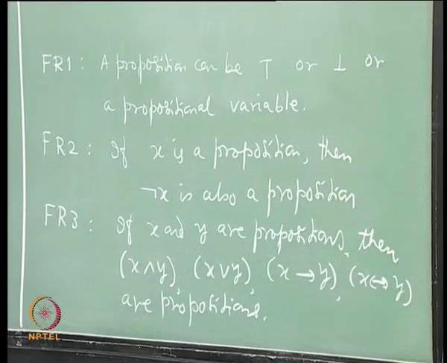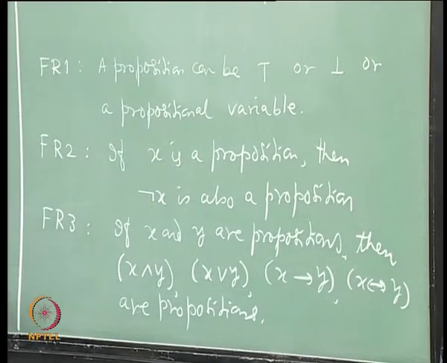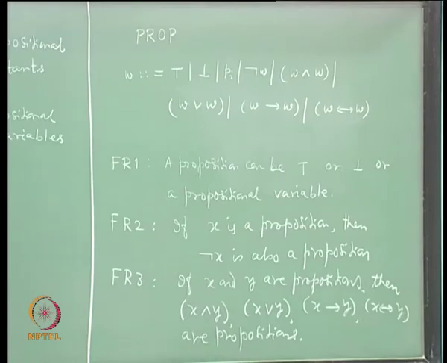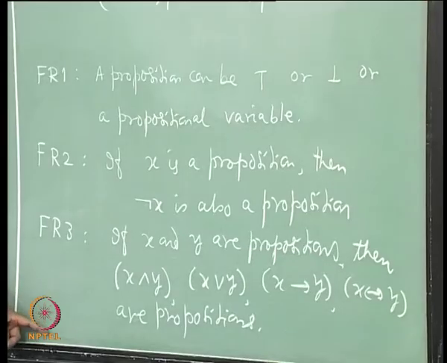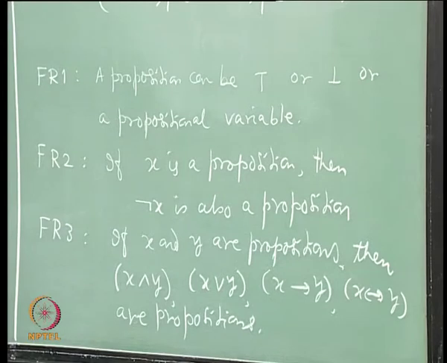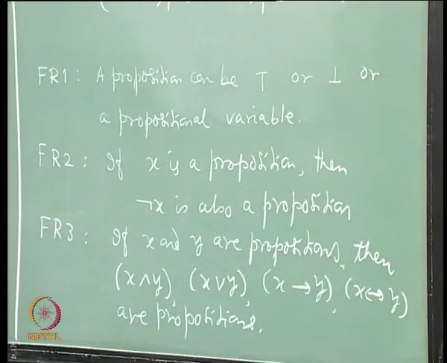Then there is one more rule which I am not writing here, but we must remember, that is FR4, formation rule 4, which says nothing is a proposition unless it has been generated by application of one of these 3 rules. We just close there, nothing else is a proposition. Unless you declare it, you may say yes, something else is also a proposition.